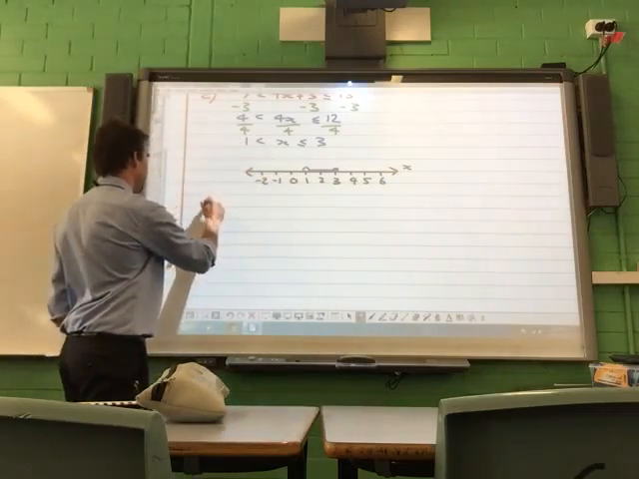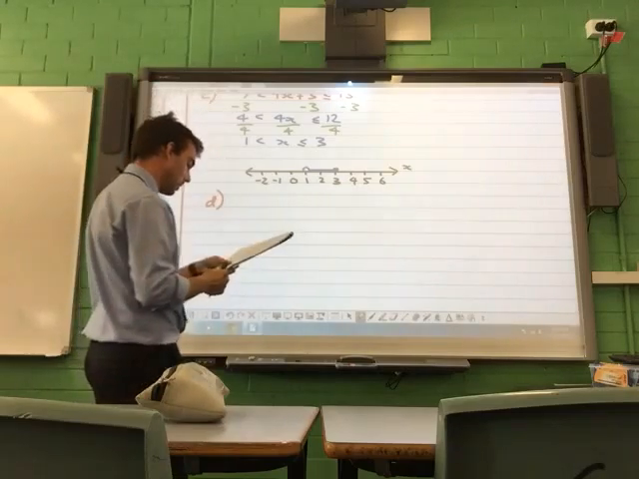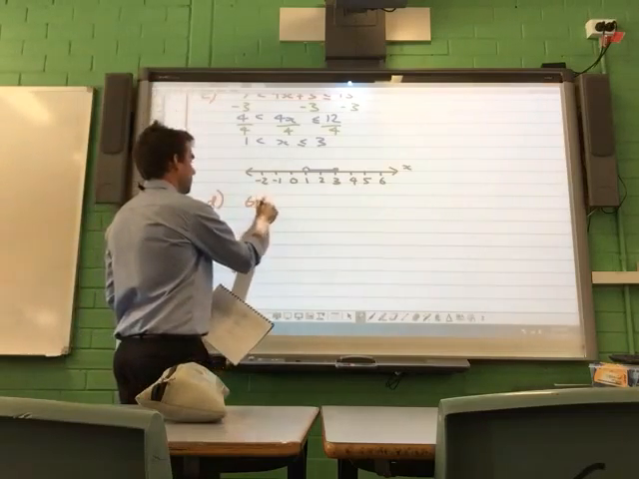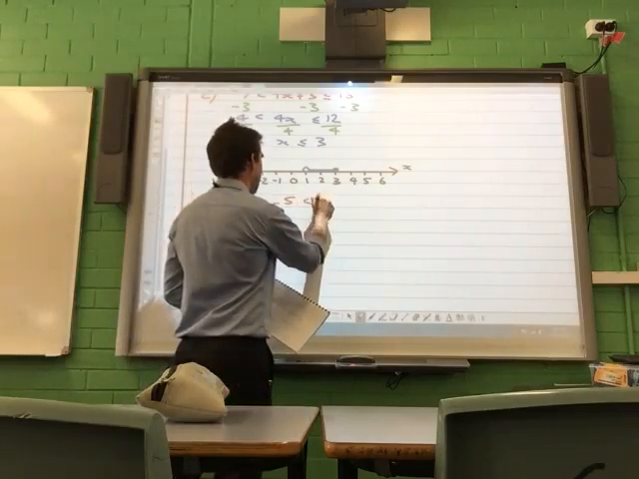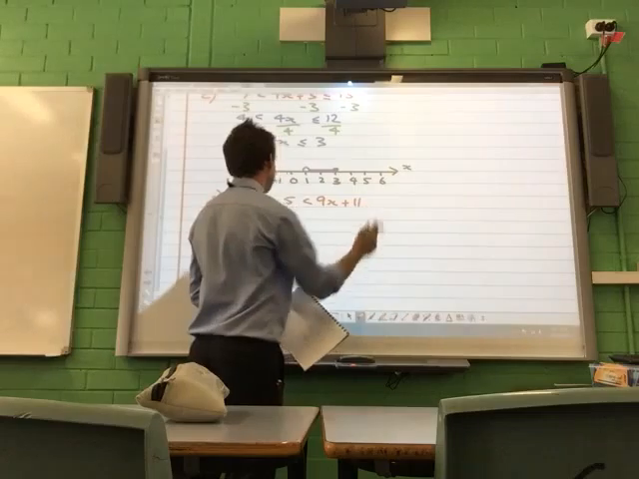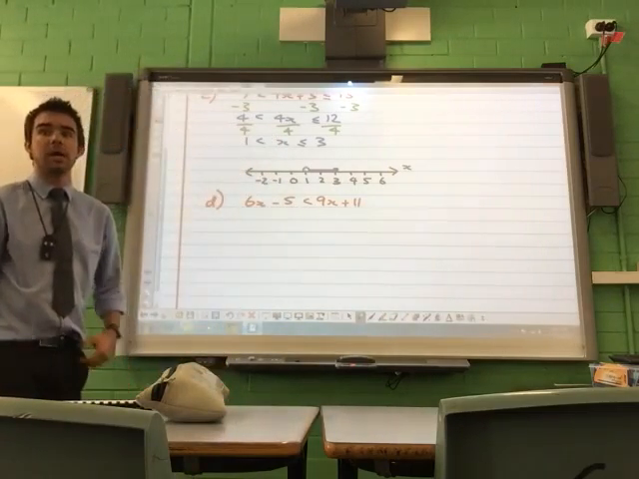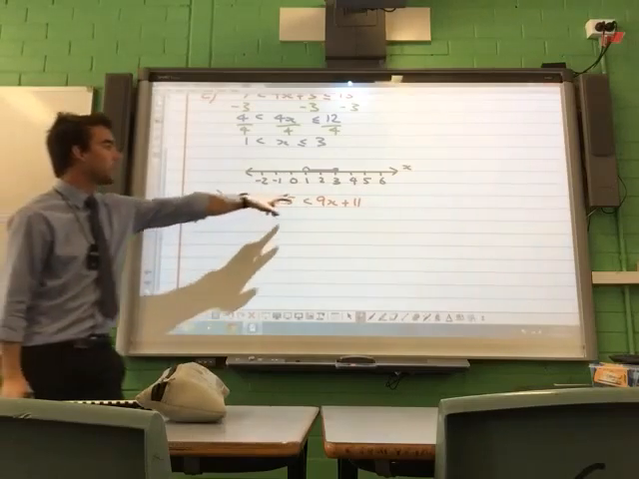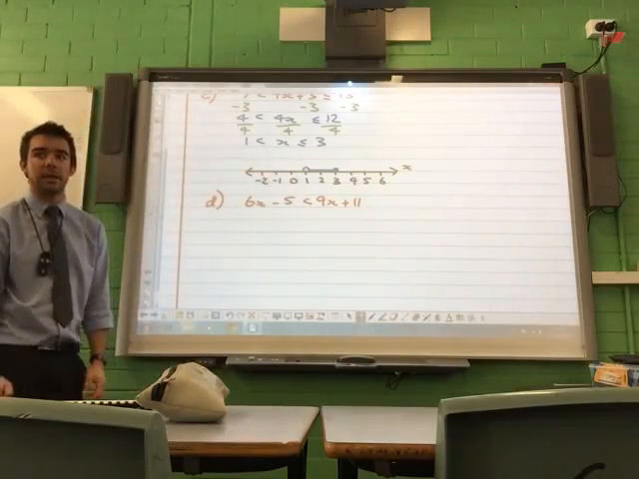Okay, last one. Right, 6x take away 5 is less than 9x plus 11. Okay, so this looks like a 3-step equation. If I change that inequality sign to an equal sign, we're still using the same steps. Okay?